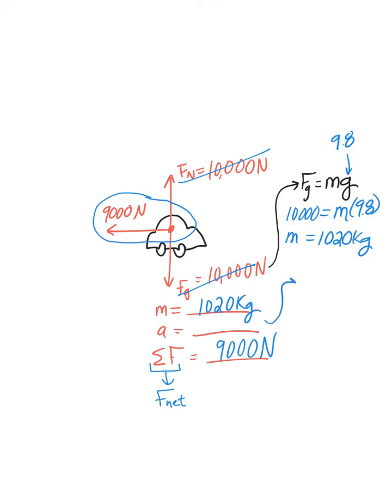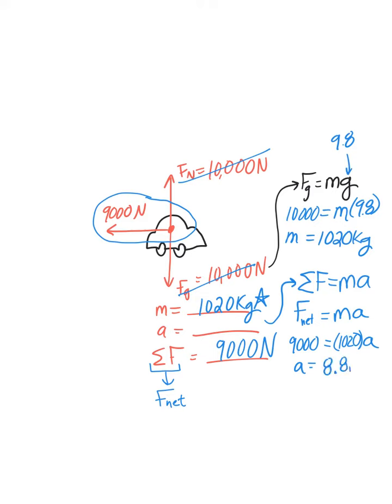The only equation where acceleration shows up with force is net force equals m times a. That can also be written as F net equals ma. So we have 9,000 equals, we found our mass, 1020. That was up here. And we're looking for our acceleration. That makes our acceleration 8.8 meters per second per second. Hope that helps.